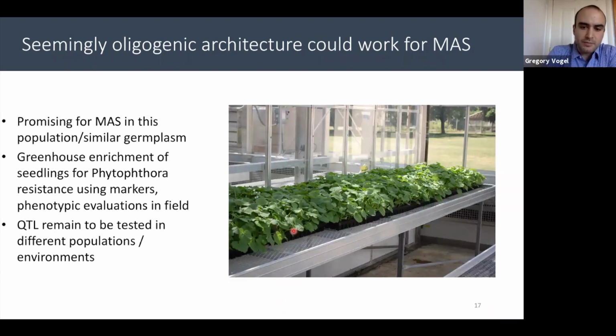So these markers still need to be tested in different populations and in different environments, but they really seem promising for marker-assisted selection in this population or in similar germplasm sharing a resistant parent. And the way that I see this happening is an enrichment approach where seedlings would be evaluated genotypically for these QTL markers, either possessing the resistance allele in a heterozygous state or homozygous, and then the progeny could be evaluated in the field for additional traits of interest to select simultaneously for Phytophthora root and crown rot resistance, as well as some other important traits in squash.